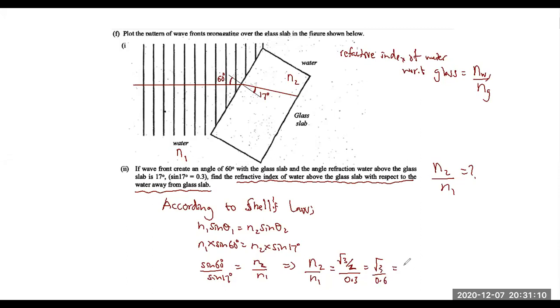Now for root 3, we can say 1.732 divided by 0.6. So it is 17.32 divided by 6, which will be 2.88, something close to that. I'm dividing 17.32 by 6, 2.88, or 2.9, somewhere around there.